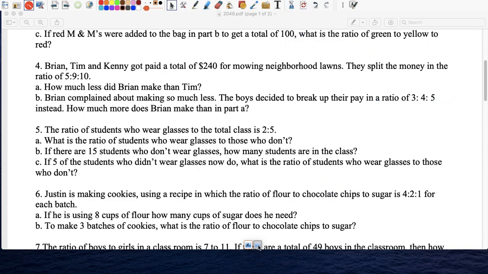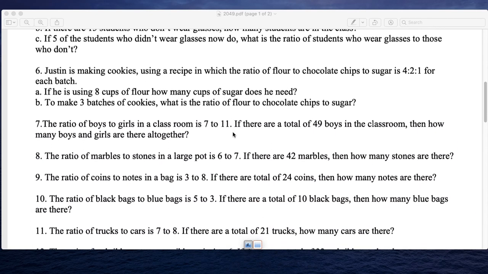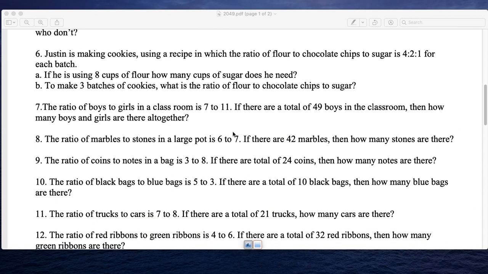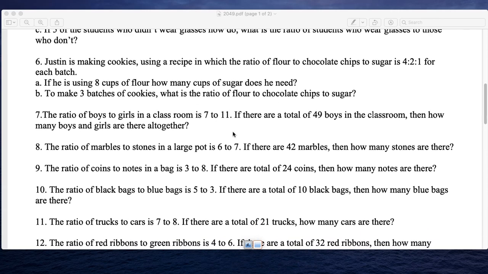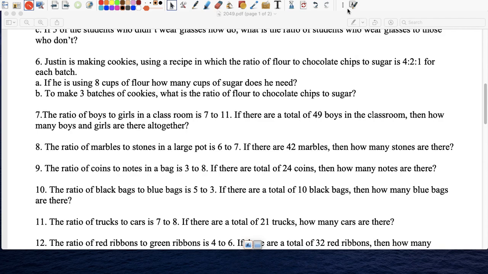Let me see if I can finish this and then baste the chicken.